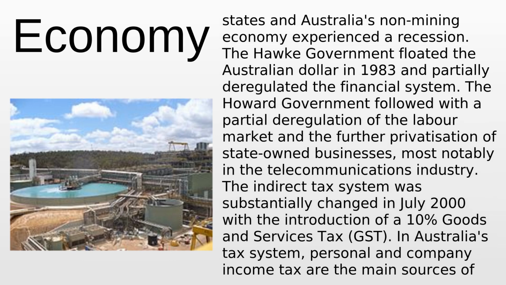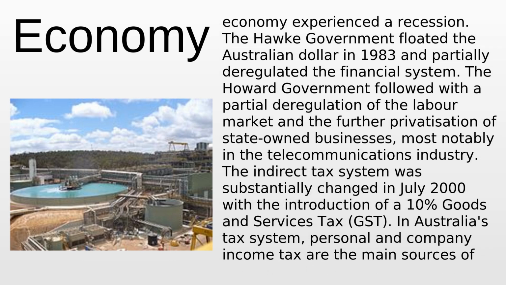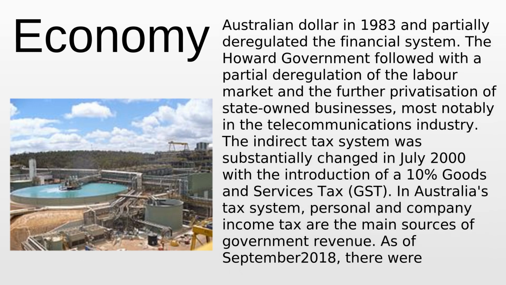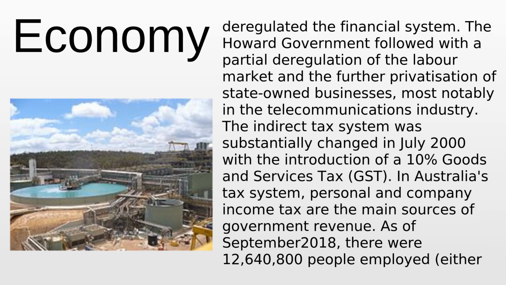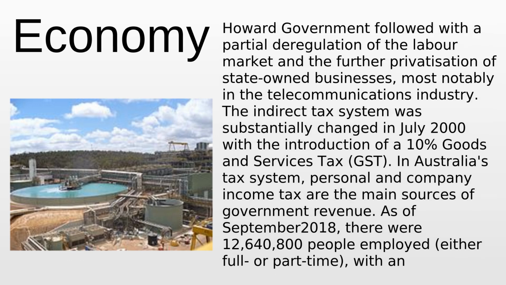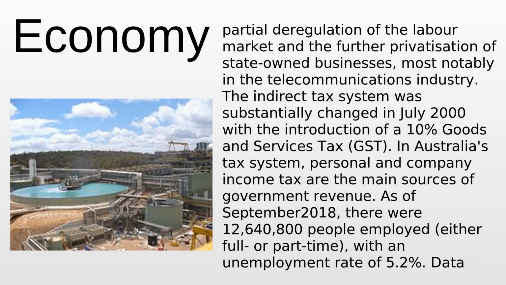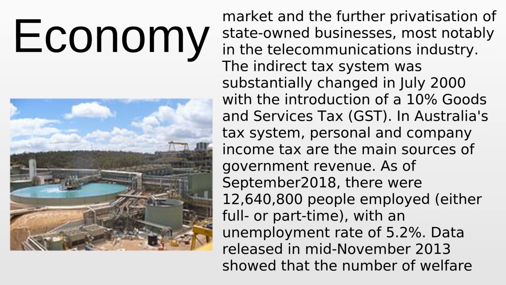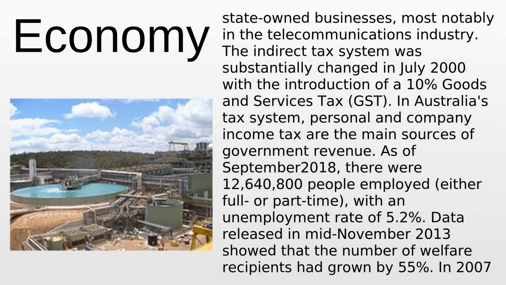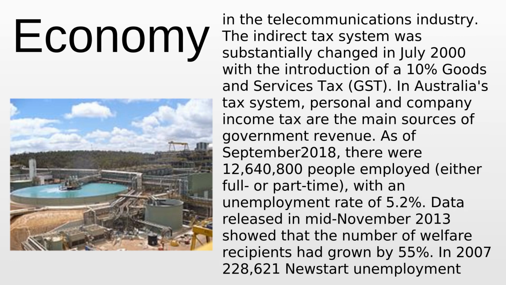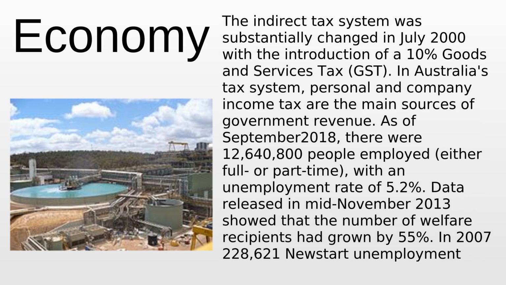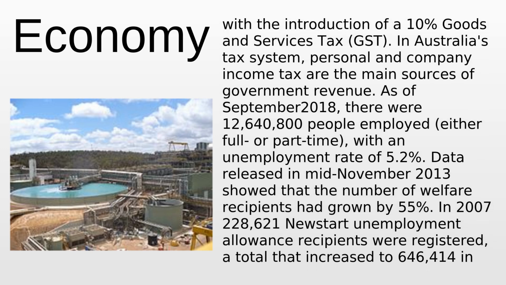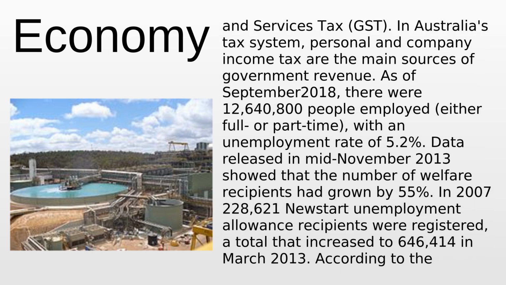The Hawke government floated the Australian dollar in 1983 and partially deregulated the financial system. The Howard government followed with a partial deregulation of the labour market and the further privatisation of state-owned businesses, most notably in the telecommunications industry. The indirect tax system was substantially changed in July 2000 with the introduction of a 10% goods and services tax, GST. In Australia's tax system, personal and company income tax are the main sources of government revenue.